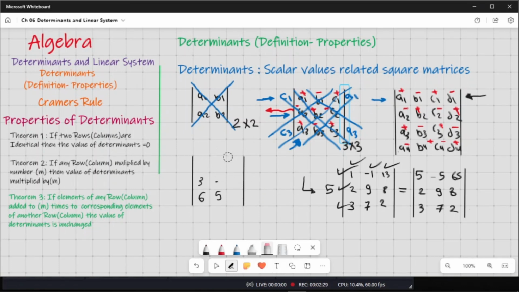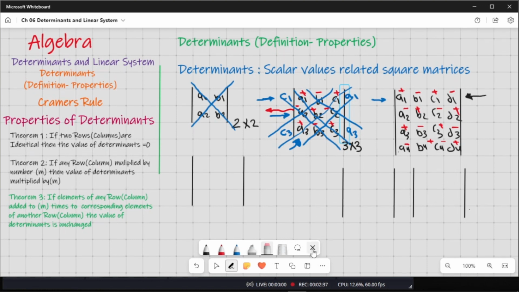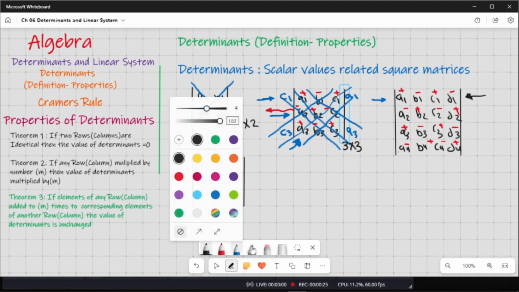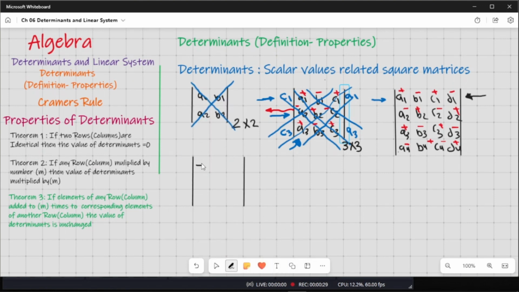Okay, again for the last theorem, which is an important one, the last theorem says if elements of any row or column are added to m times the corresponding elements of another row or column, the value of determinant is unchanged. Okay, so if I have here negative 2, here 3, 2, here I have 5, -2, -4, 4, 2, and here 3.